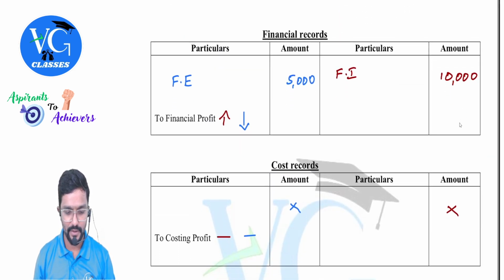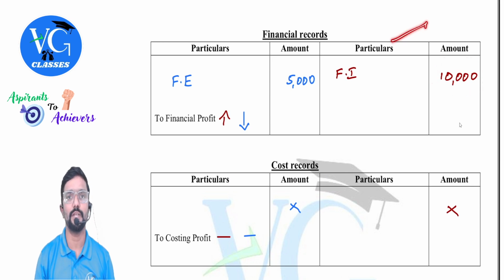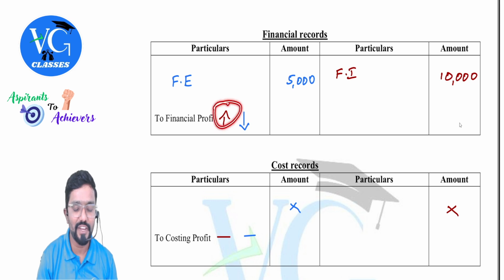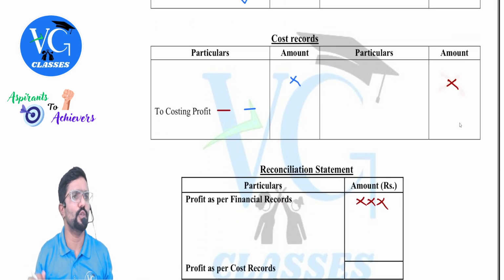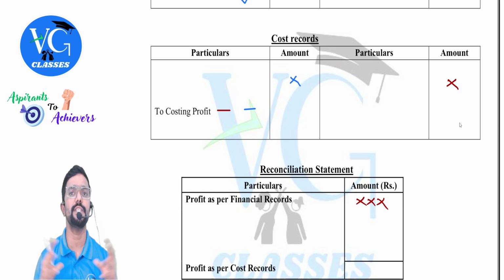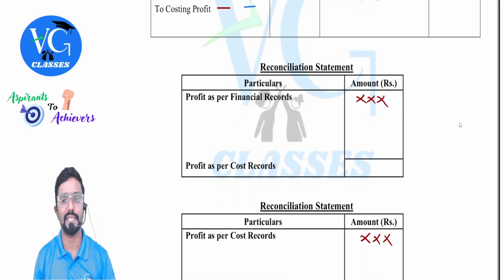Guys, assume there is a financial income of 10,000, which I have recorded only in financial books. Because of this, my financial profit has gone up. But have I recorded this in my cost books? No. So there is no change in my costing profit. Now, because of this, there is a difference in profits. Yes, sir. How do I reconcile it?